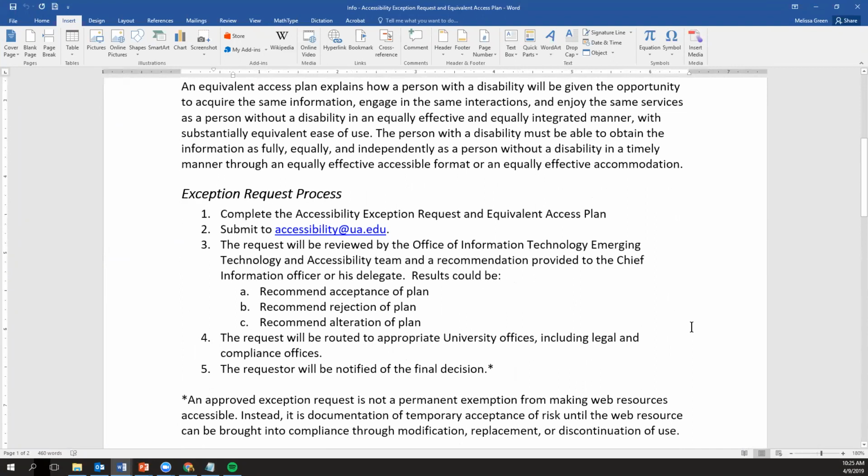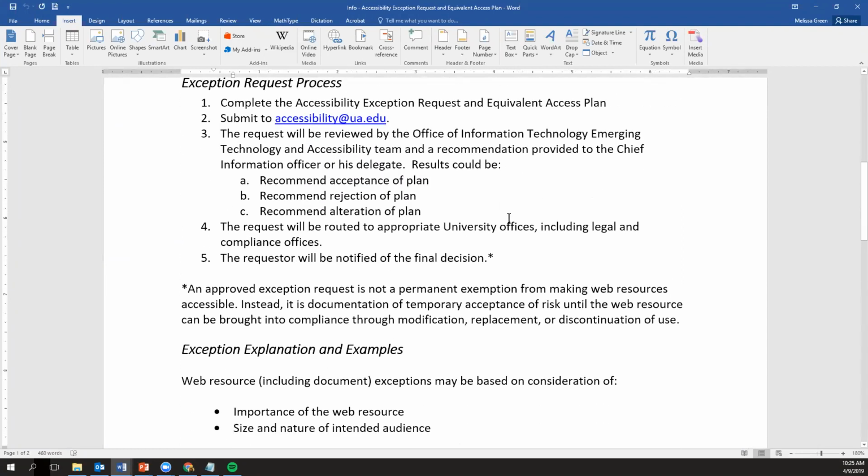The process for that is to complete the form that I shared and submit it to the technology accessibility team. We will review it and provide a recommendation, and then that request will be routed up through the appropriate university channels. Finally, whoever made the request will be notified of the final decision.